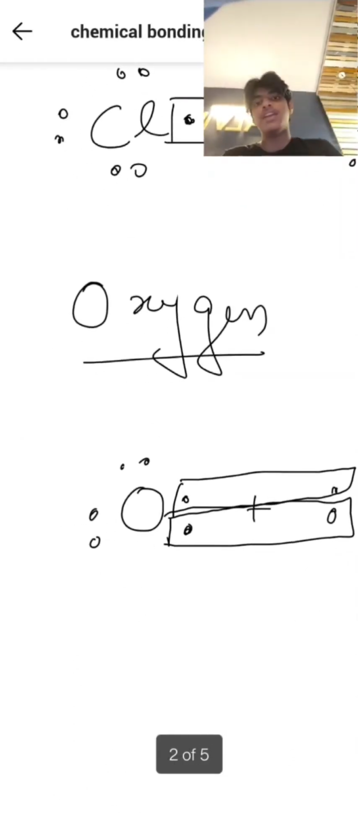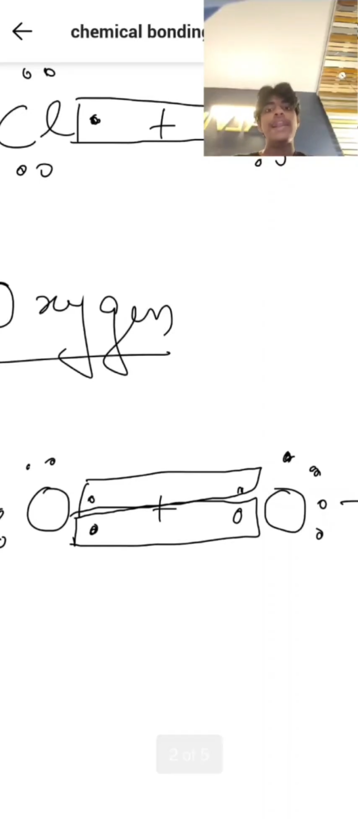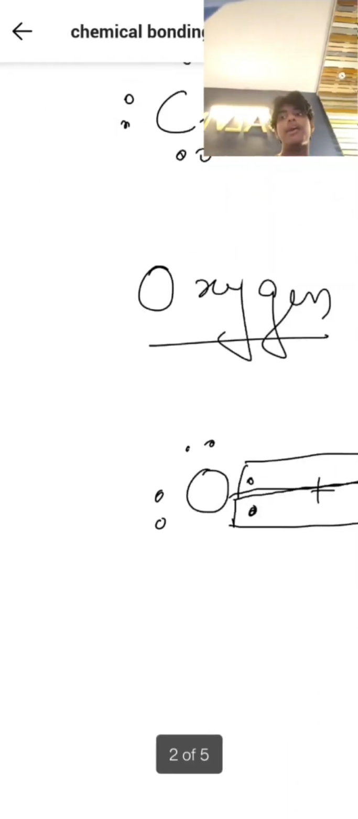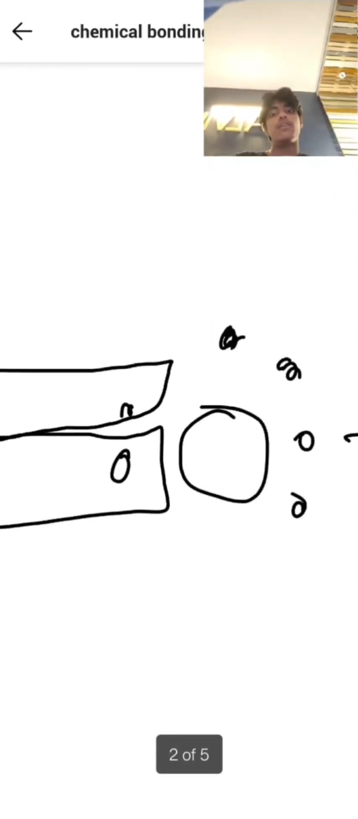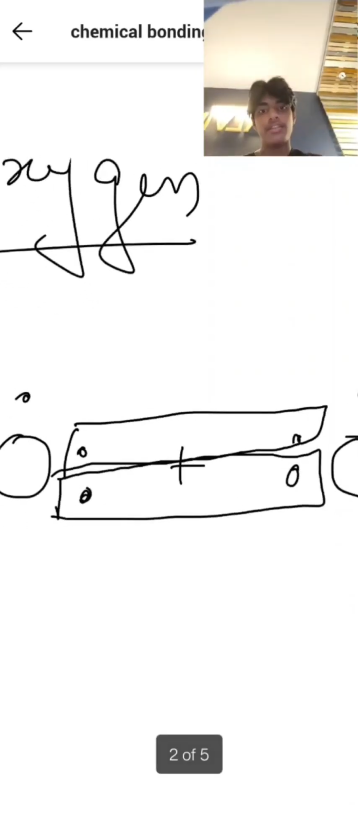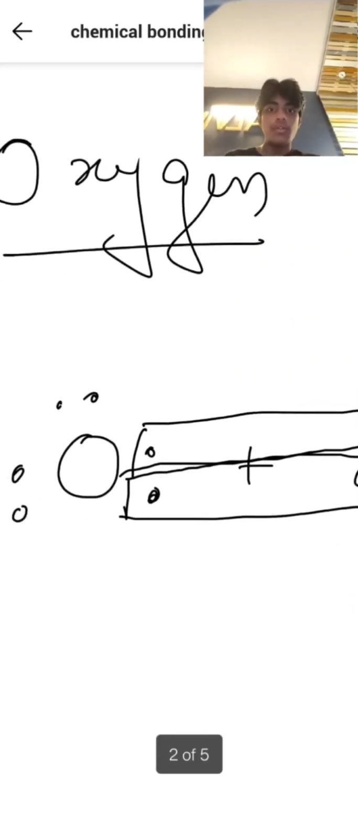Next, we come to oxygen. Oxygen is very easy to remember. There are just 6 electrons in the outermost shell, 6 electrons here and 6 electrons here. How many electrons do they lack? They lack 2 electrons. If this gets 2 electrons, it will become stable, and similarly if the other gets 2 more electrons, it becomes stable. So 2 shared pairs of electrons are formed. This is very easy to remember.